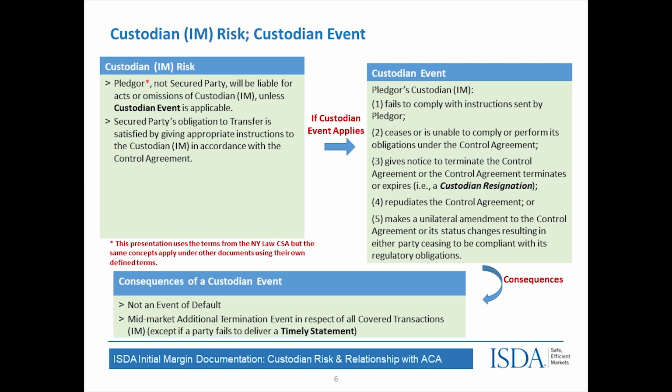Now, you may be asking yourself, well, okay, now that I know what the pledger's obligations are and what the results of a custodian default or resignation are in general, how about the secured party? Well, from the secured party's perspective, their only obligation with respect to the custodian is to provide appropriate instructions so that the custodian can move collateral. They don't take any risk that the custodian will fail to actually act on the instructions. Their obligations are satisfied as soon as they give appropriate instructions.